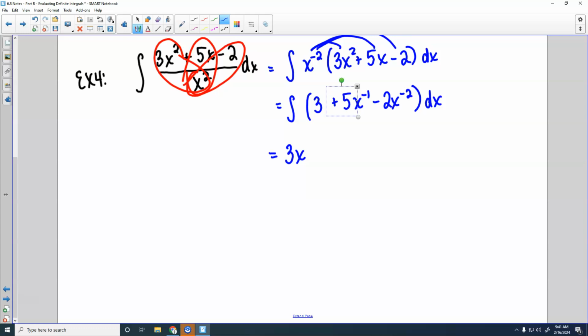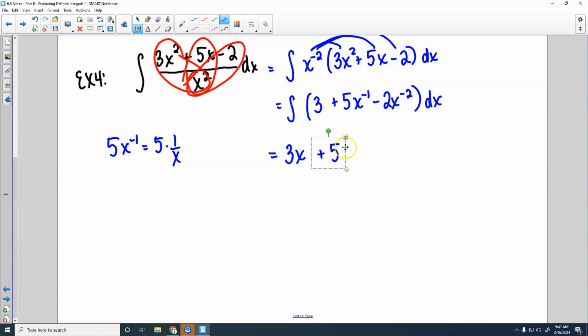If you try it, it's going to be undefined. When you have 5x to the negative 1, that is really 5 times 1 over x. What do we get when we integrate 1 over x? Natural log, which is crazy because it seems like you should not have a natural log in this problem. It's like it came out of nowhere, right? But it's there.